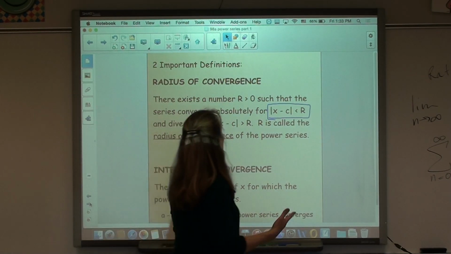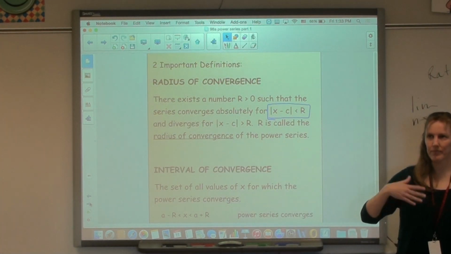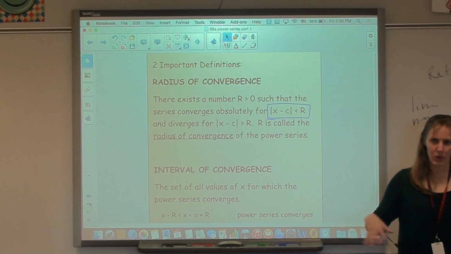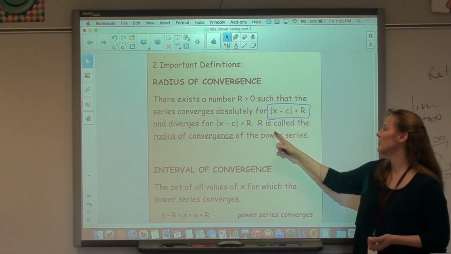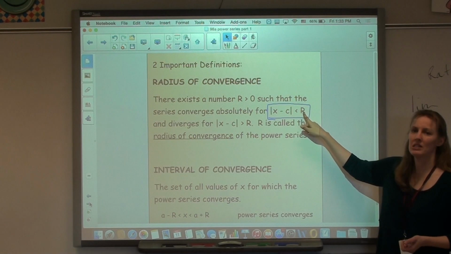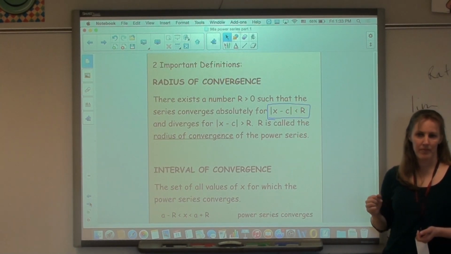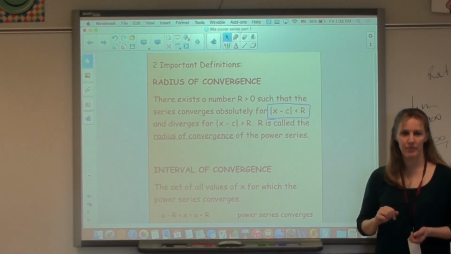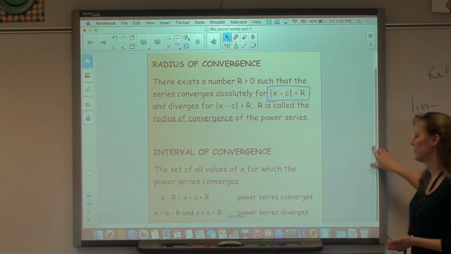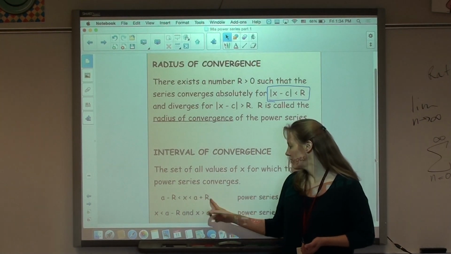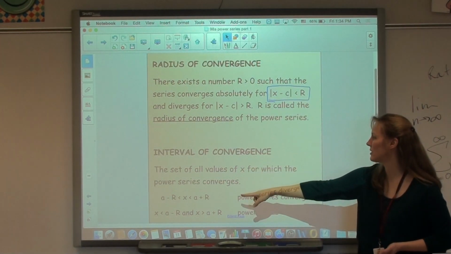So the radius of convergence is basically a number that all x's fall inside of for the series to converge. Basically, it's a radius, right? So this is the technical definition. If r is your radius of convergence, that means that the absolute value of x minus c will always be less than r. If that is true, then the series will converge. The interval of convergence is some value, some number, plus and minus, where x falls in between. And it's really just a direct relation from this to this.